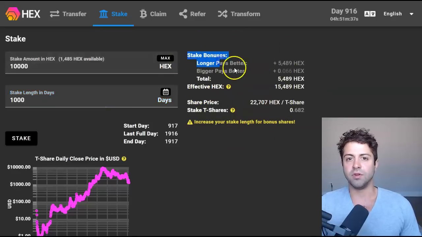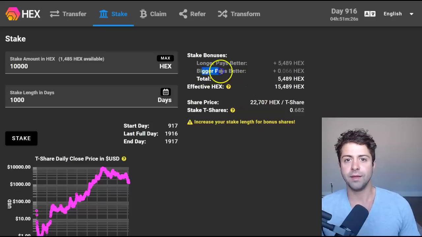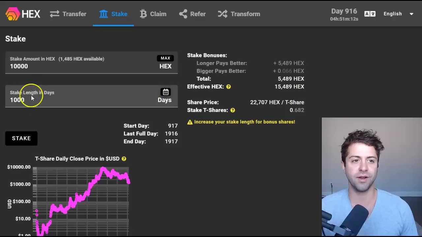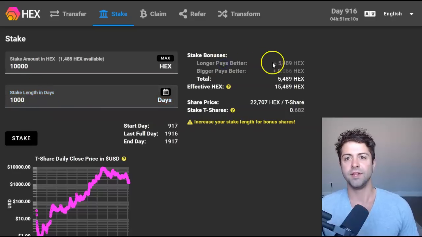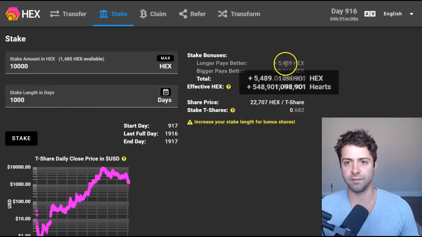Okay, look at your stake bonuses. We've got bigger pays better and longer pays better. And if you're like me, which you probably are, bigger pays better is not going to do you much good. This is for serious whales and probably institutional grade money one day. Bigger pays better means that if you stake more HEX in this field, you're going to get a higher bonus. Longer pays better simply means that if you put a higher number in the days section, you're going to get effectively more HEX. You're going to get a bigger bonus.